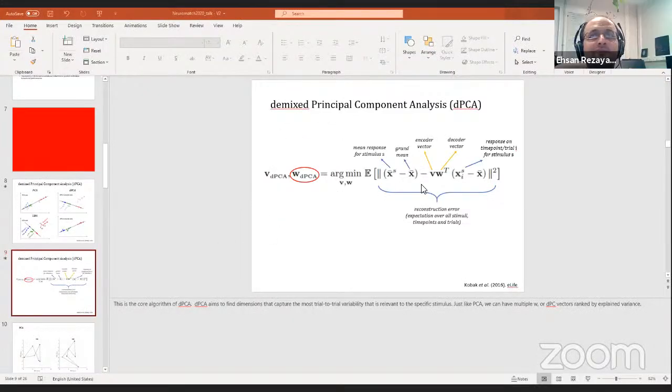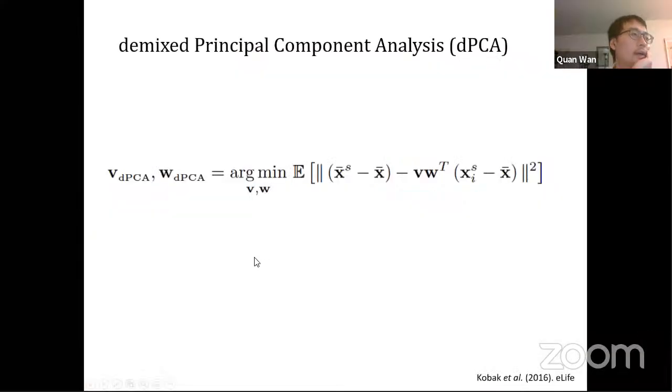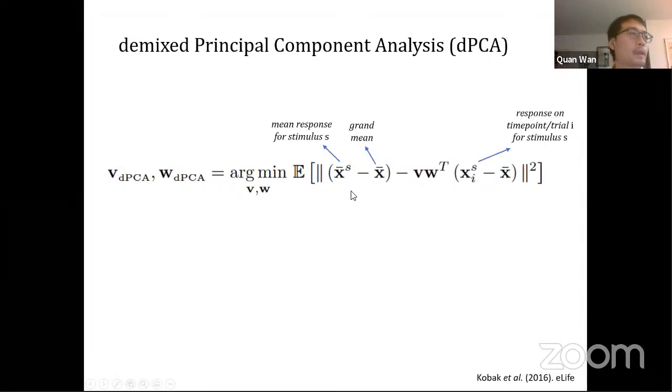Yes, obviously. So this is the essential DPCA algorithm. Let me parse it out for you. Here X bar is the grand mean of the data, over all trials, time points and stimulus conditions. And X_s is the mean response for the stimulus s. So this term captures how the stimulus means fluctuate around the grand mean, or the stimulus-specific variance. And here we have the response on time point or trial i for the stimulus s. This basically shows how each trial or time point fluctuates around the grand mean.